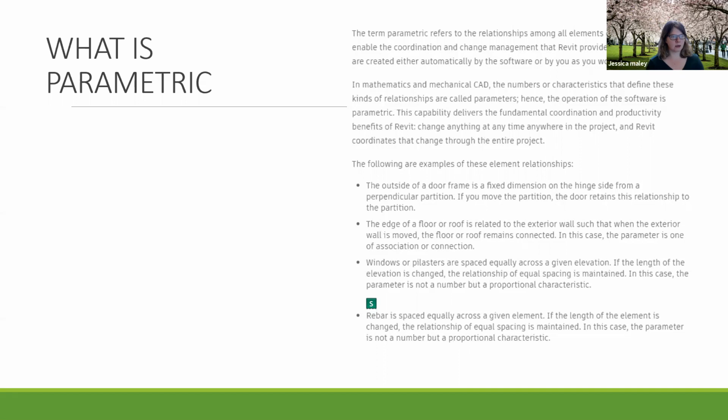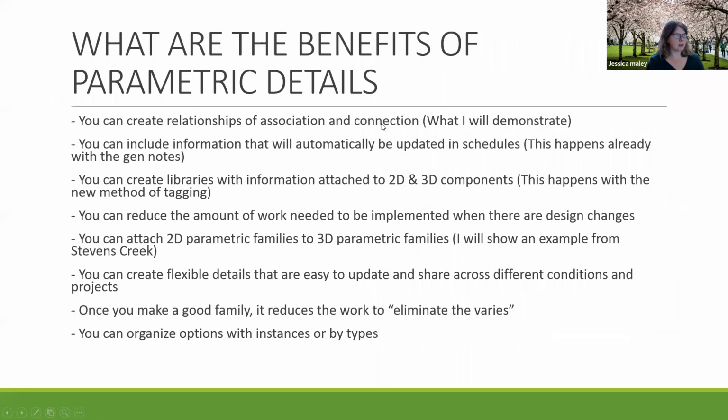And they didn't really include this in their examples, but you can also have parameters that just mean you have information attached to something that is kind of in the background that you can make use of. So if you guys want to read the whole list, you can go to the Autodesk website and just search for what is parametric. So what are the benefits of parametric details?